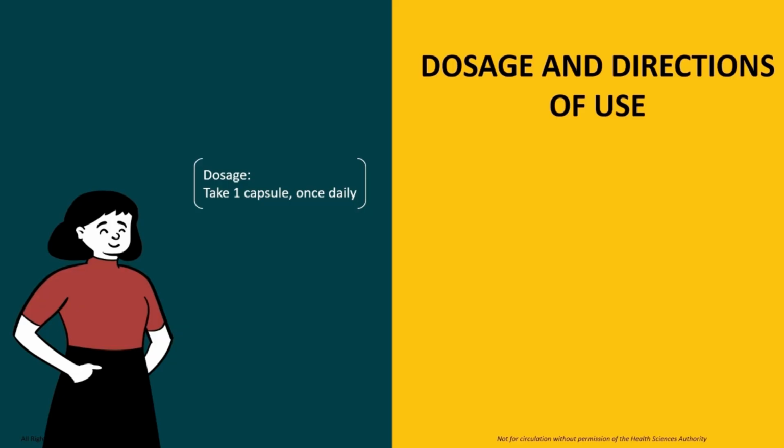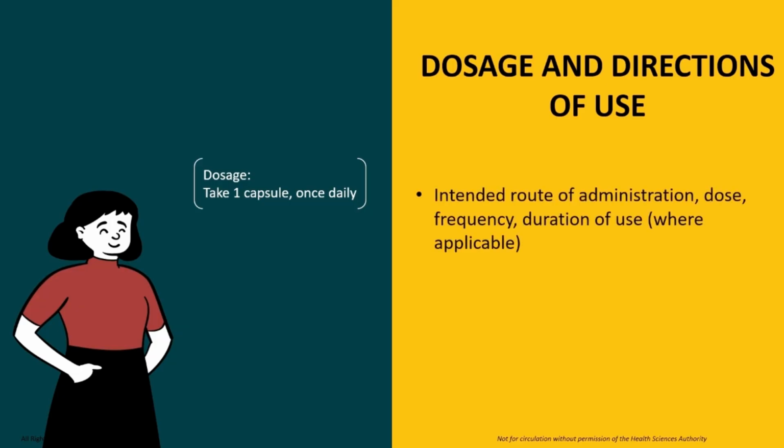Dosage and directions of use. This would provide information on route of administration, dose, frequency, and duration of use, where applicable. Mizo Joint Venture is to be taken at a dose of 1 capsule, once a day.